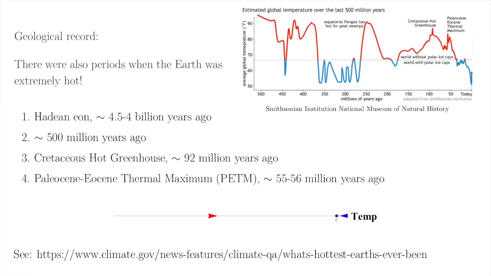Then if you look over on the right, I've included a graphic here that comes from the Smithsonian Institution's National Museum of Natural History, and it begins in this record about 500 million years ago. You can see about 500 million years ago it was extremely hot on Earth. The average global temperature was over 90 degrees Fahrenheit. That's the average temperature on the entire Earth. That's really hot. Then closer to the modern era, there was the Cretaceous hot greenhouse period about 92 million years ago, as well as the thermal maximum, I won't try to pronounce that, about 55 million years ago.